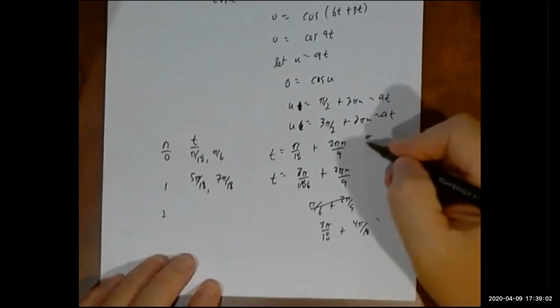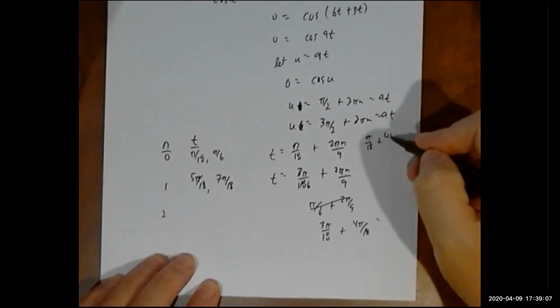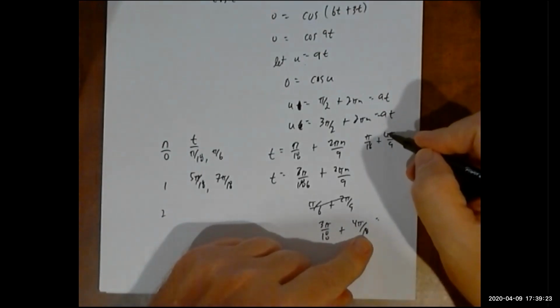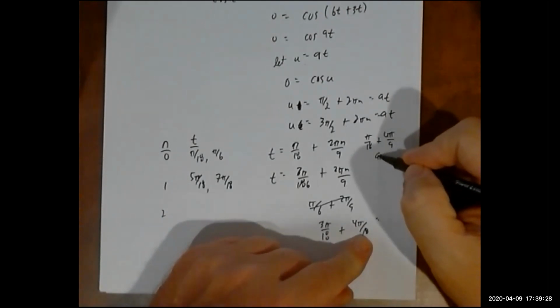Now what happens when n is 2? Well, this first one you get pi over 18 plus 4 pi over 9. Wow, this is quite messy. This is going to take me forever. So this is 8 pi over 18. So 9 pi over 18. Looks like that's pi over 2.